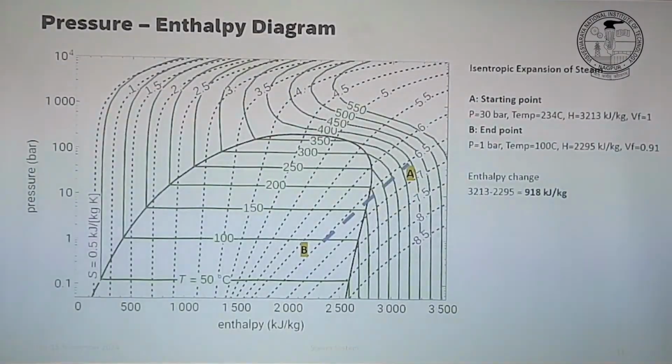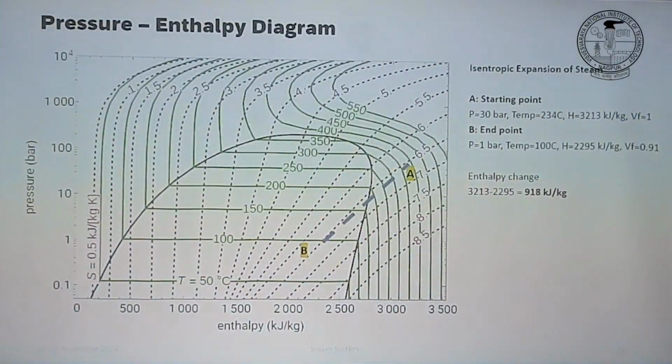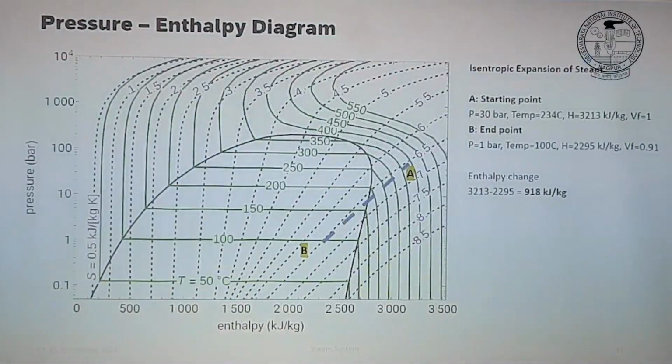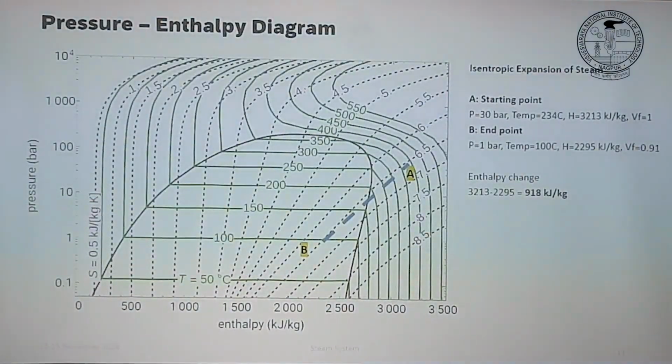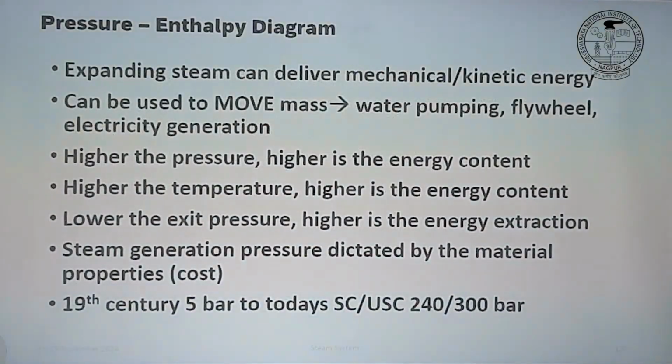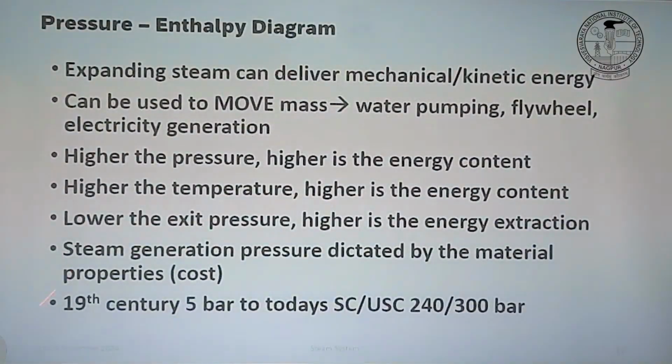So we are already coming to this point: if we want kinetic energy extraction from steam, it's better to have a wide pressure difference between point A and B, right? And if you want process heating or thermal energy extraction from steam, the higher the temperature required for the process, the higher the pressure required for your steam generation. Right? Okay, this you pretty much understood.